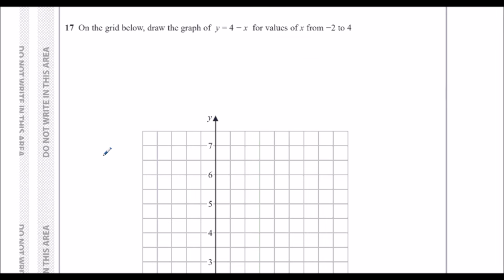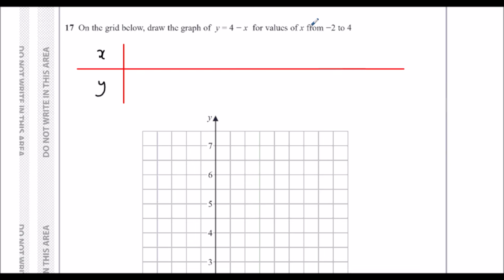Question 17. On the grid below, draw the graph of y equals 4 minus x for values of x from -2 to 4. So we could draw a table. We could draw a table up here with x and y. So we want x from -2 to 4. So -2, negative 1, 0, 1, 2, 3, and 4. And it's 4 take away x. To find our y's, we're going to do 4 take away our x's. I'll start with the 4.